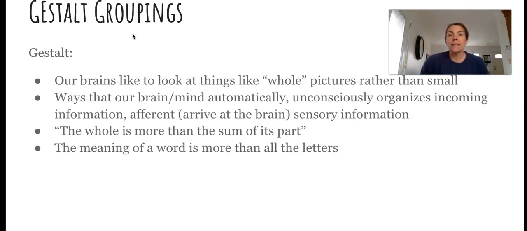And it's just our brain's automatic, unconscious way to organize information. In this, afferent, remember, arrives at the brain: sensory information. So afferent is the sensory where it arrives in the brain, and then efferent is where it goes out. Remember that from the bio unit. So basically, Gestalt just means the whole.